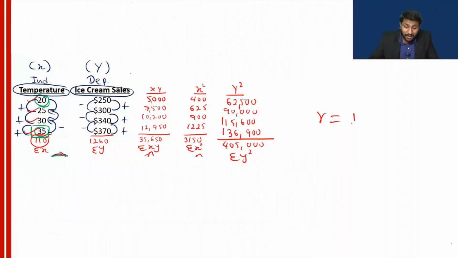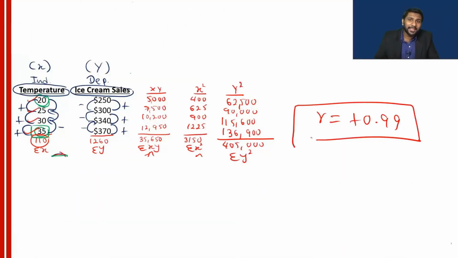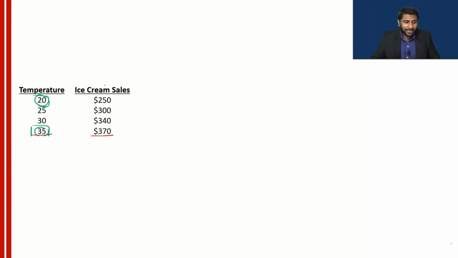We calculated the R value, plus 0.99. So I am asking you a question now. Define the relationship between temperature and ice cream sales. In correlation, we will be trying to find out the relationship between two variables. If you take this particular example, what are the two variables we consider? Temperature and ice cream sales. If the temperature changes, in order for ice cream sales to change, there should be some kind of relationship, right? So we are going to find out what that relationship is.